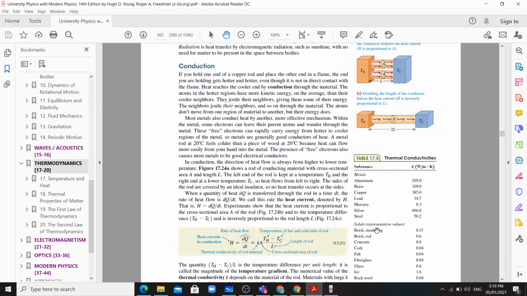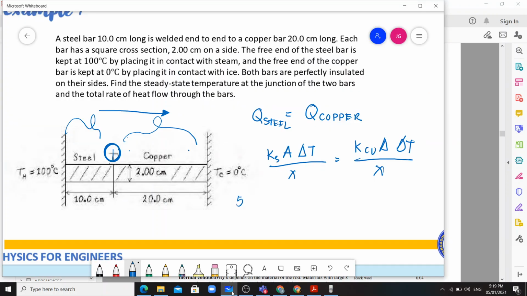Okay, ang steel, ang K niya ay 50.2 watts per meter Kelvin. Ang area niya is 2 centimeter on each side. So, area is 2 squared. So, 2.00 centimeter squared times 1 meter squared over 100 centimeter squared.